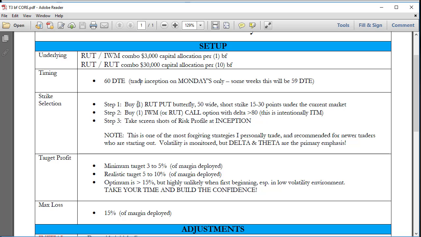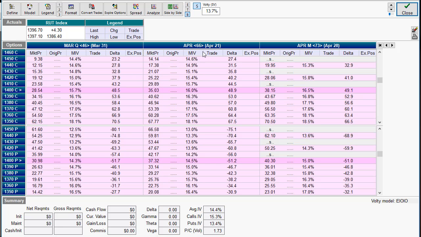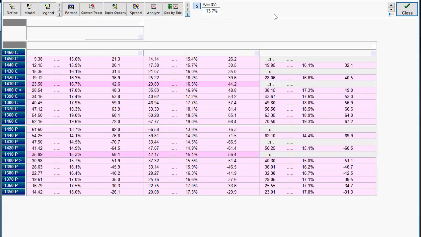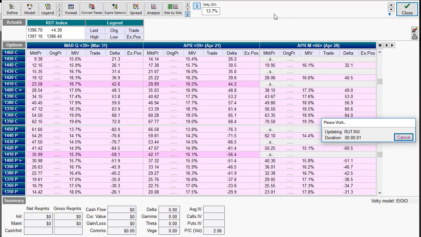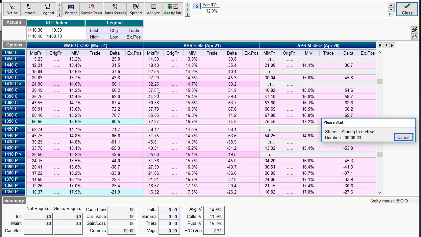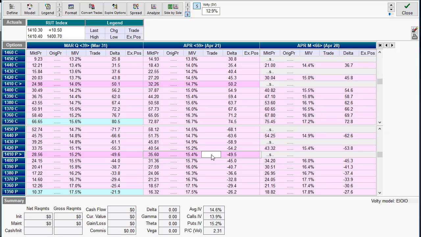So step one is you buy a RUT put butterfly, 50 points wide, the wings. Short strike is anywhere from 15 to 30 points under the current market. So let's just illustrate that real quick here. Let me go back here to, well, this one's going to end up being a little under 60 days, so we'll go 59 days to expiration right here. We'll say we're going to go 15 to 30 points under the market.